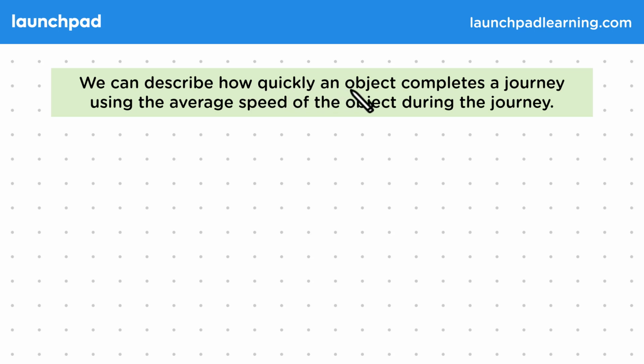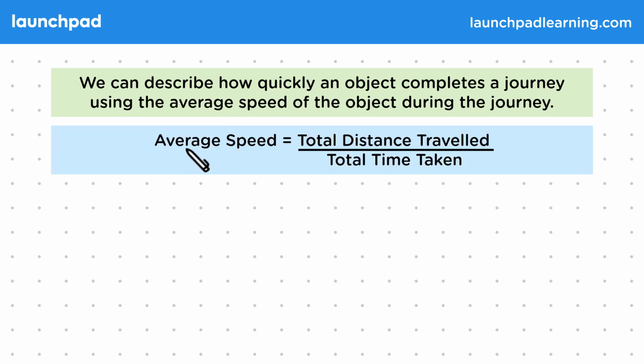We can describe how quickly an object completes a journey using the average speed of the object during the journey. And by average speed, we mean the mean speed of the journey. So the average speed is equal to the total distance travelled divided by the total time taken. Now this is different to the constant speed case, as we aren't considering individual moments of constant speed, we're considering the entire journey. In symbol form, v is the average speed, s is the total distance travelled, and t is the total time taken. So v equals s divided by t.